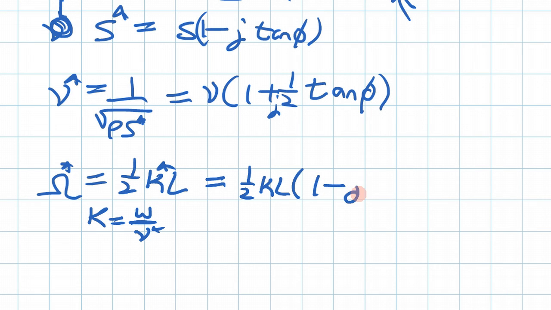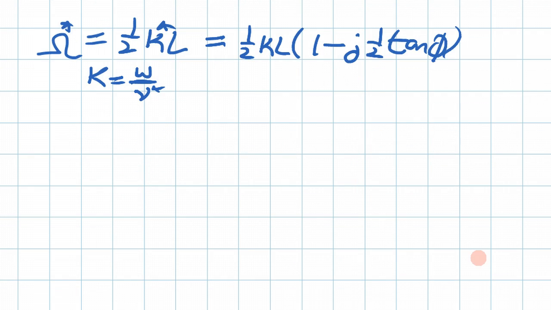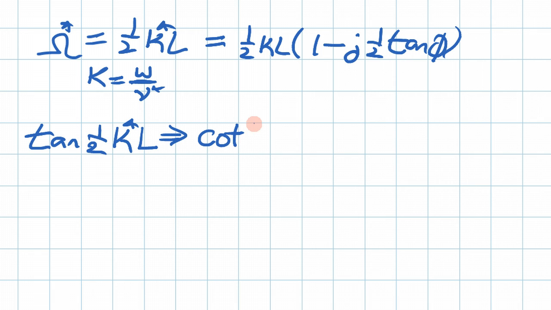1 minus j 1/2 tangent theta. Alright, after we do that, we're going to try to examine this term. We have a tangent 1/2 k l star. And the way we're going to analyze it is we're going to analyze cotangent. It ends up being easier this way if you look at it as a cotangent, and then you flip the results back over. So what does that equal?